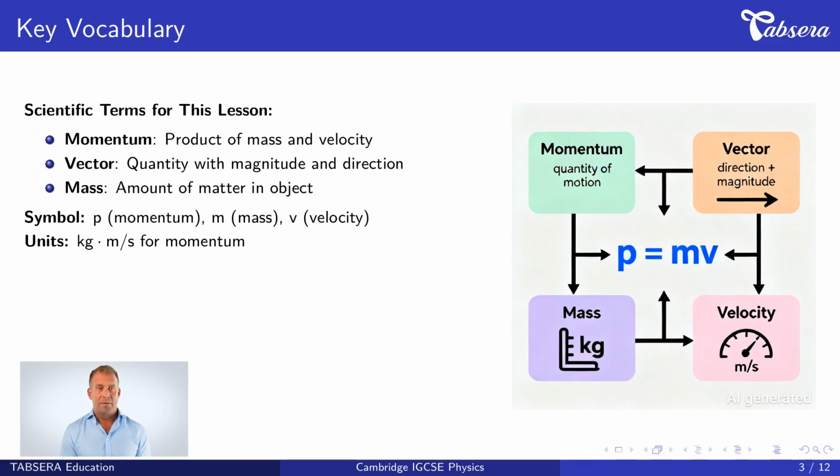Third, mass, which means the amount of matter in an object measured in kilograms. The symbol P represents momentum, m represents mass, and v represents velocity. Momentum units are kilogram meters per second, combining mass and velocity units.